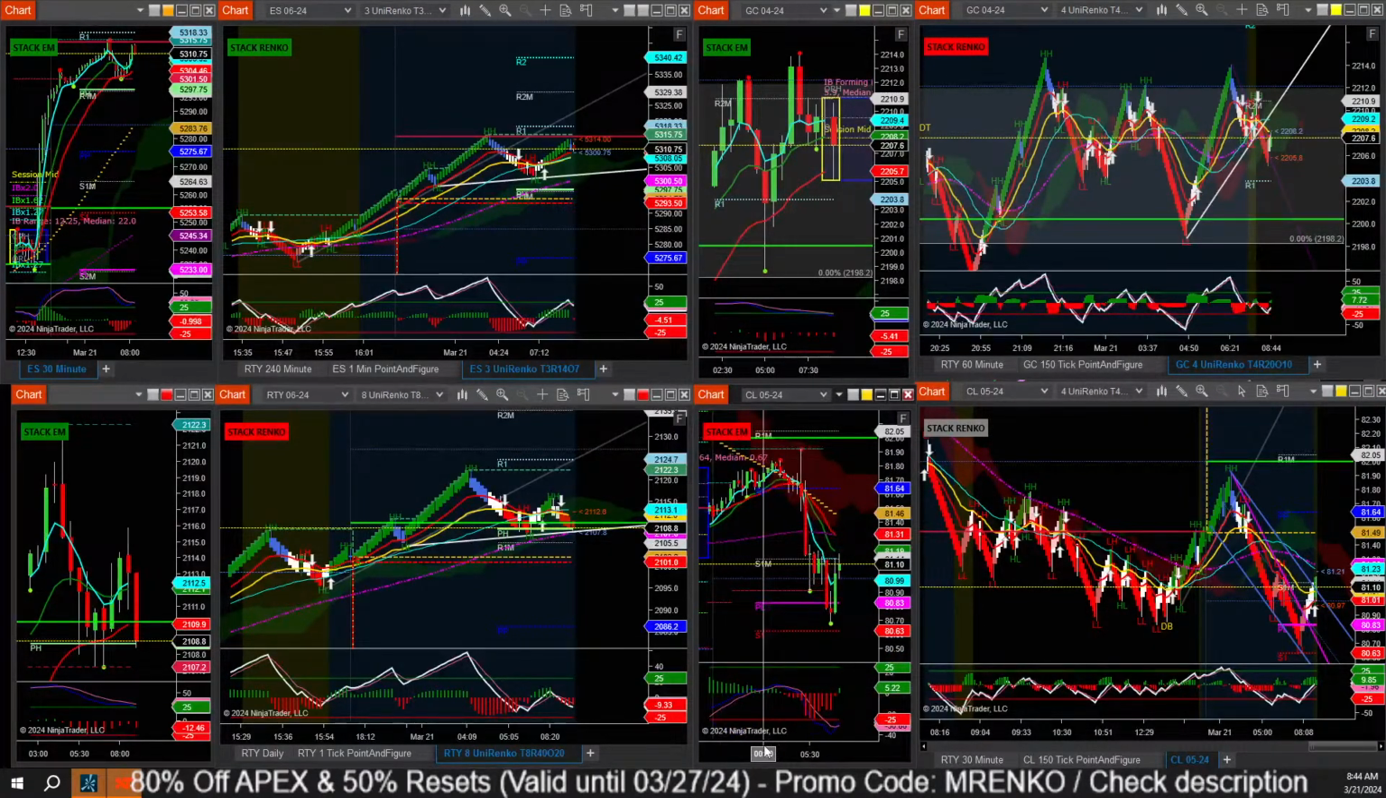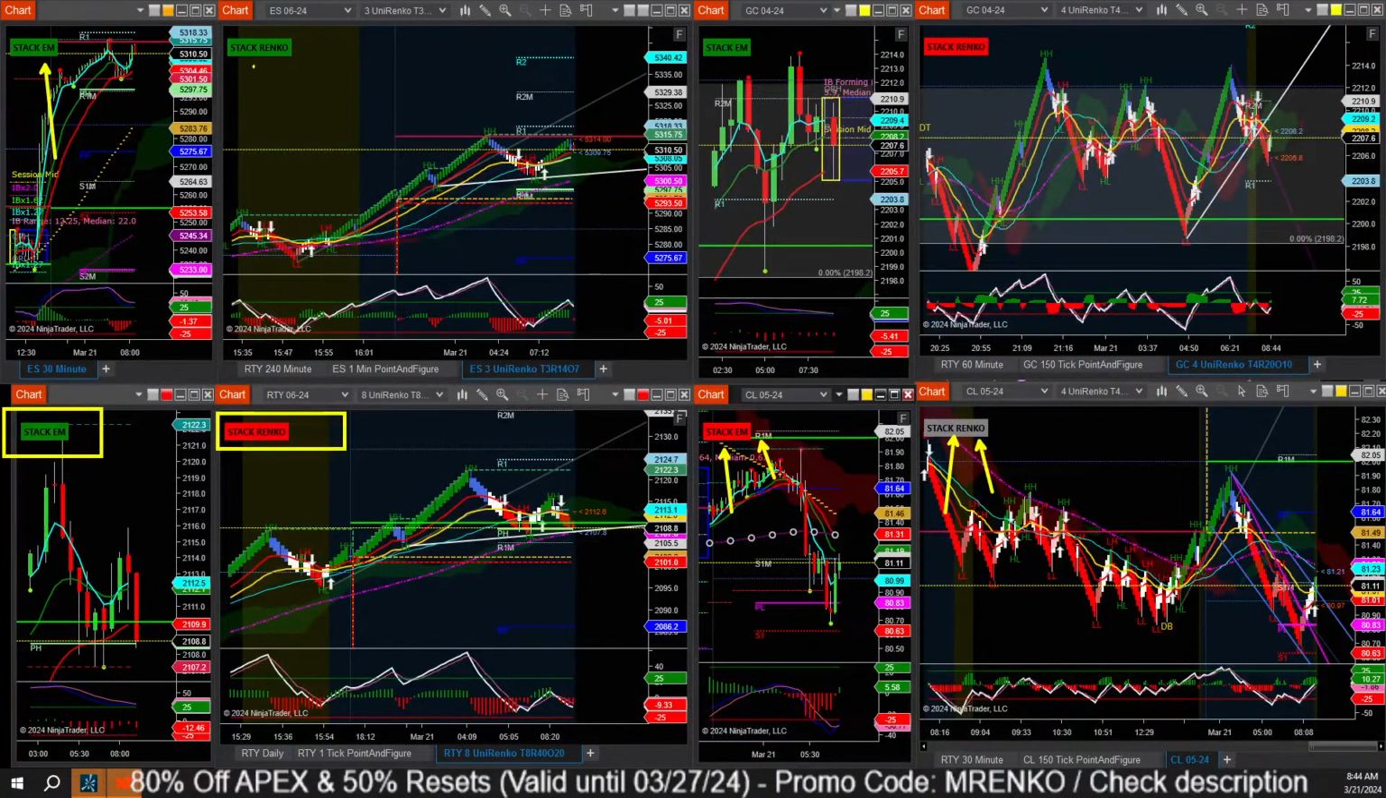On the 30 minutes, it seems that, well, we do have the 50 above the 200, but it's trying to stick to the downside. So there's no confluence in between the Renko and the higher time frame. Same thing here in RTY. And here we do have confluence. We are very extended though. No confluence here.